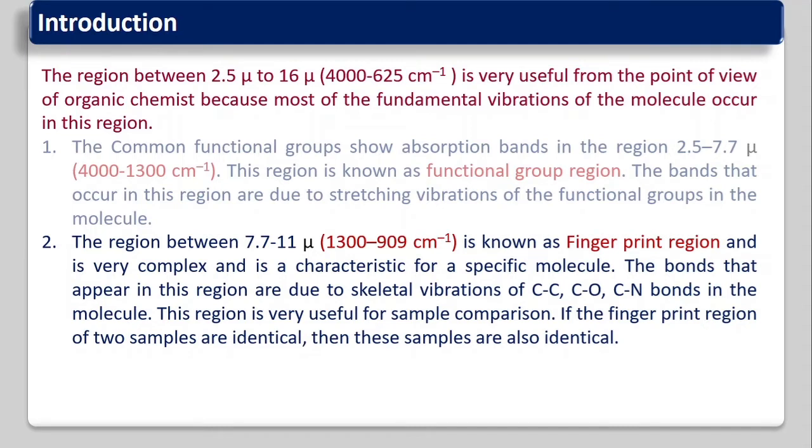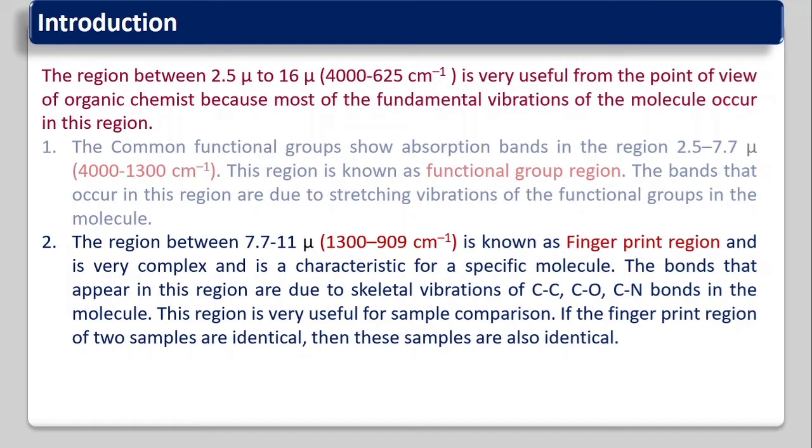This region is very useful for sample comparison. If the fingerprint regions of two samples are identical, then these two samples are also identical. No two compounds have the same spectra in this region. So that is the principle for the identification of molecules. So this region is called the fingerprint region, that is 1300 to 909 centimeter inverse.